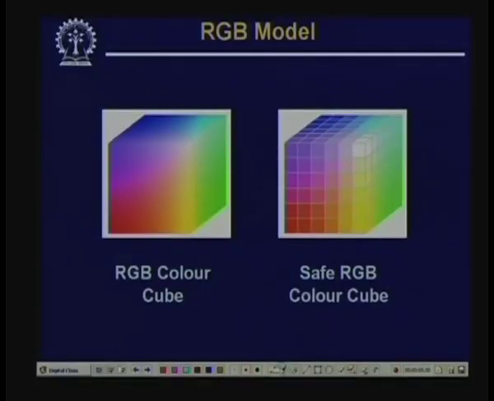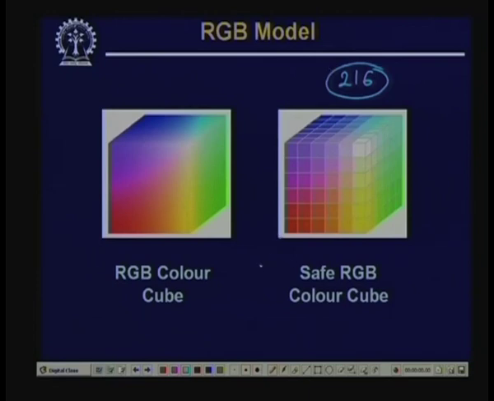But in most of the cases, what is useful is called the safe RGB model. In the safe RGB model we do not consider all possible colors, that is all the 2 to the power 24 different colors, but rather the number of different colors which are used in such cases is 216. So, these 216 colors can be generated by having 6 different color shades in red, 6 different color shades in green and 6 different color shades in blue.